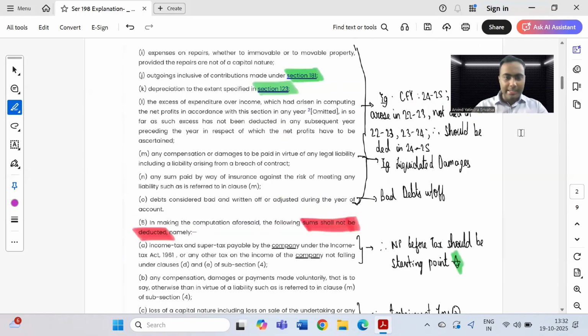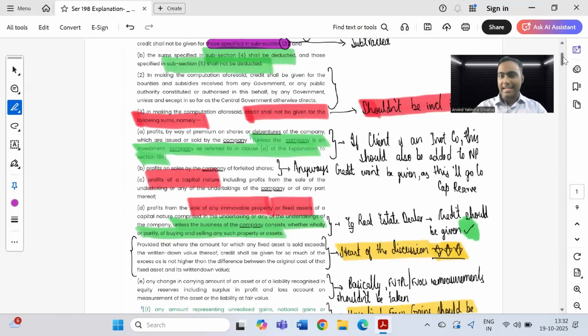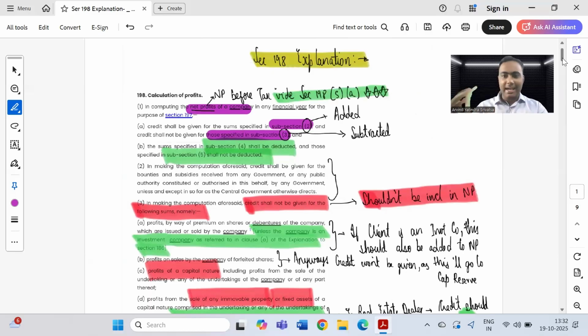So if we just come to 198(5)(a), in making the computation aforesaid, the following sums shall not be deducted: income tax and super tax payable by the company under the Income Tax Act 1961, or any other tax on the income of the company not falling under clauses D and E of subsection 4. So from reading this, you understand that your net profit before tax ought to be your starting point, which is very clear, right? So we will start with this and we will make some alterations. We will add some items, we will subtract some items and arrive at the net profit as per section 198. I hope it is very clear, guys.